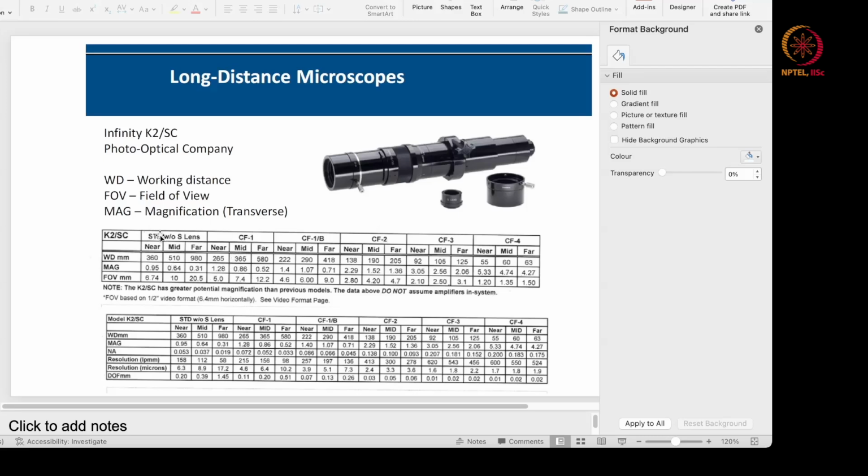As you can see, with these long distance microscopes, you can image from a long distance. It acts like a microscope essentially, but from a long distance. With a microscope, you really need to bring the objective very close to your object. This is mainly used for measurements in harsh environments. You cannot get too close to your measurement window, but you want to measure a very small region. Therefore, the magnification becomes important. So there is near, mid, far. All these things are actually given.